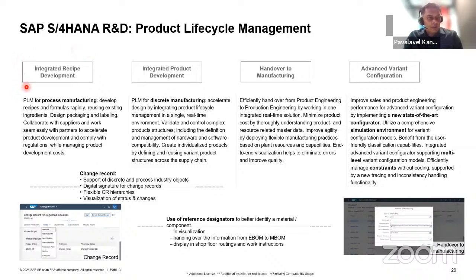So we talked about integrated recipe development, integrated product development, and handing over to manufacturing. When you do R&D and arrive at a product, you will be handing it over to manufacturing. There is an easy process of handing over your product from R&D into manufacturing, available as a part of S4. And then you have advanced variant configuration, which we saw in the previous presentations. Moving up.